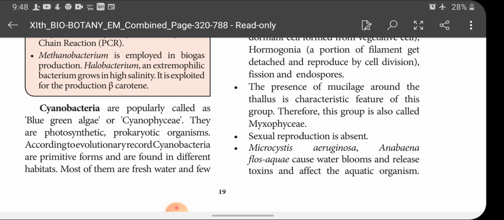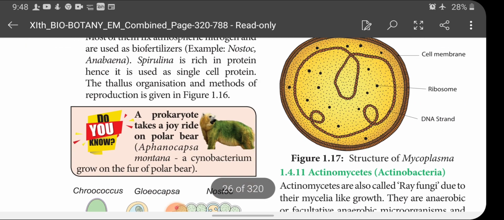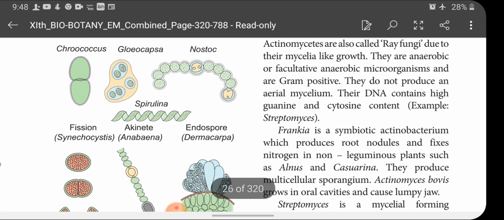Microcystis aeruginosa and Anabaena flos-aquae cause water blooms and release toxins that affect aquatic organisms. Most of them fix atmospheric nitrogen and are used as biofertilizer. Examples: Nostoc, Anabaena. Spirulina is rich in protein, hence it is used as single cell protein. Thallus organization and methods of reproduction are given in the figure.